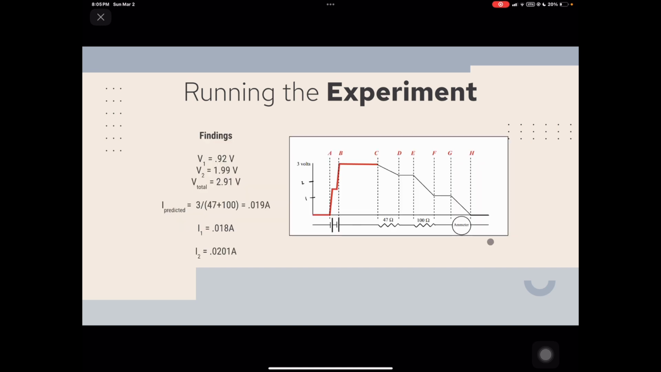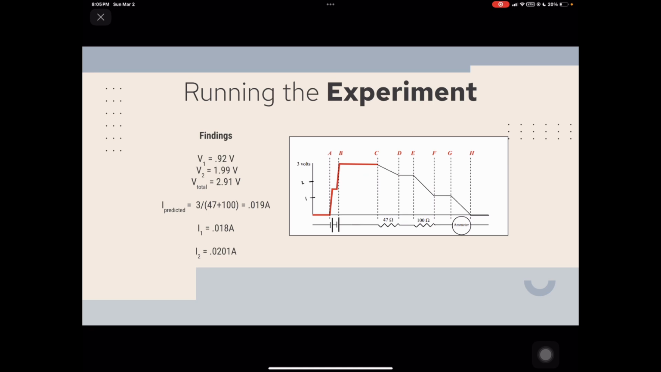and our circuit looked like the one you see there. So our findings were that the voltage V1 was equal to 0.92 volts, V2 is equal to 1.99 volts, and that means that the total potential is equal to 2.91 volts, and this is a little off from our predicted value of 3 volts. However, we will talk about the errors later.